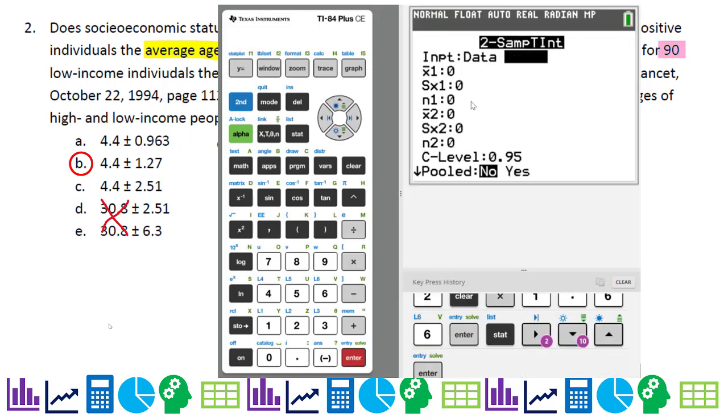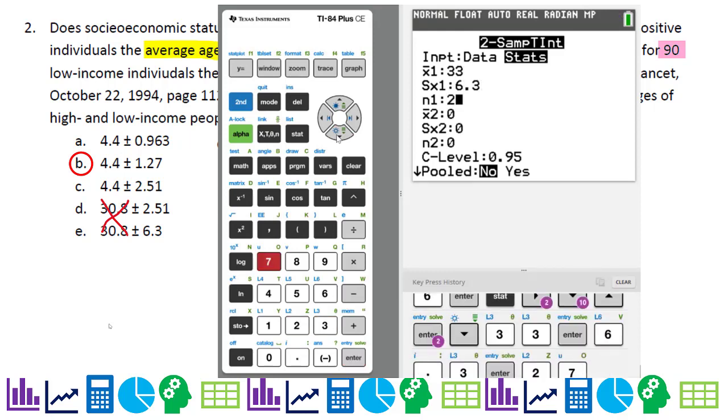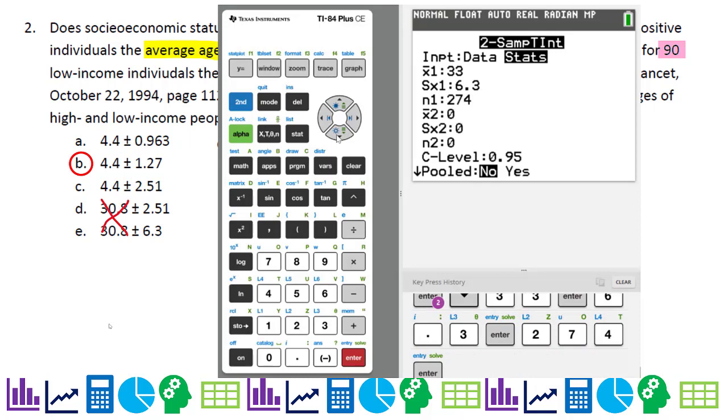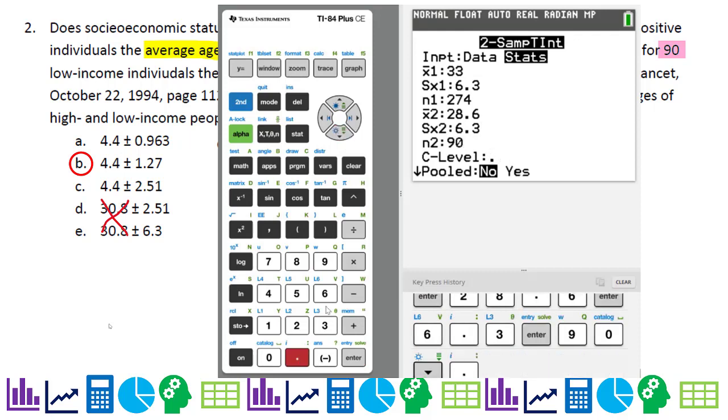And you can see we can either do stats or data. Since we have the stats, we'll stay here. X bar 1 is 33. Standard deviation is the same for both of them. 274 for this first sample. 28.6, 6.3, and 90. Then they ask us the confidence level, and we go 0.90.